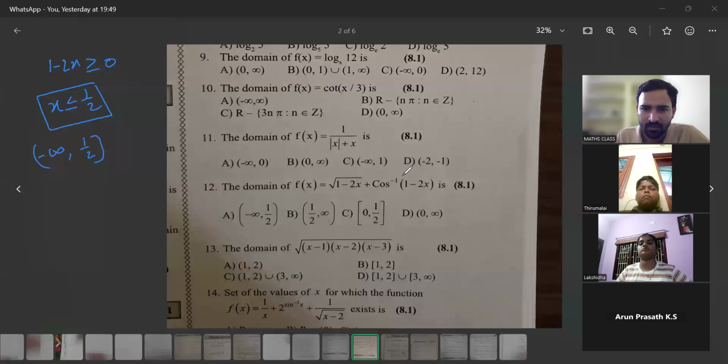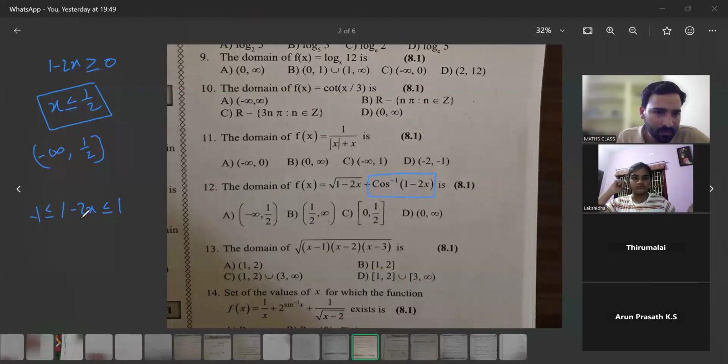Now the next condition. Cos inverse is defined when the value of its argument, here 1 minus 2x, is less than or equal to 1 and greater than or equal to -1. So we can take 1 to this side: -2 less than or equal to -2x less than or equal to 0. Dividing by -2 on both sides, x is less than or equal to 1 and greater than or equal to 0. So x belongs to 0 to 1.